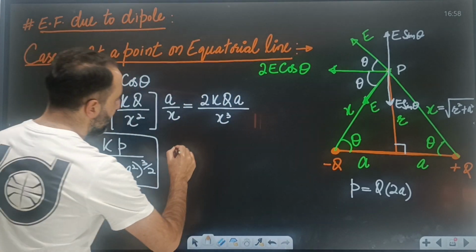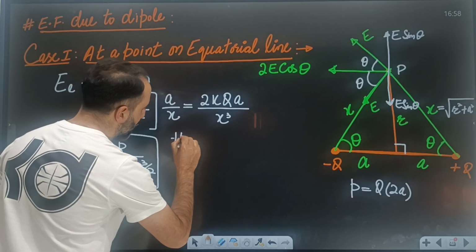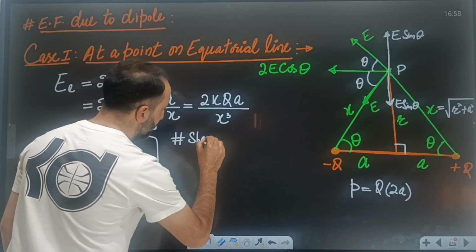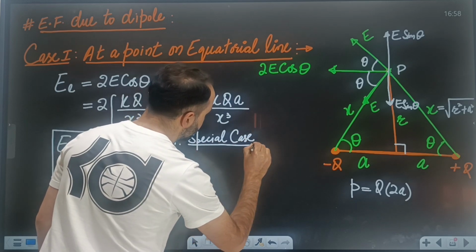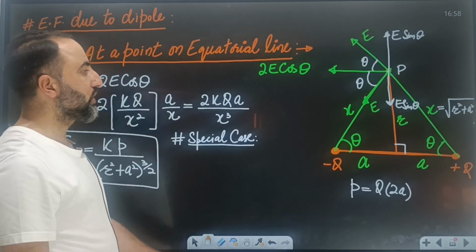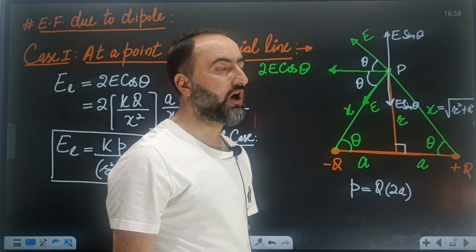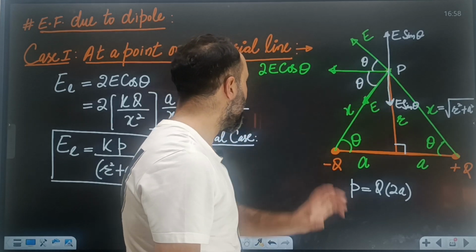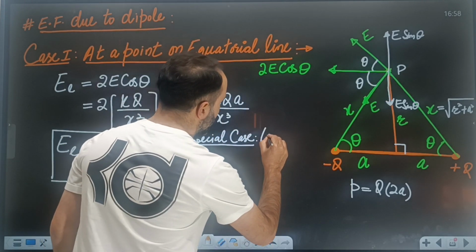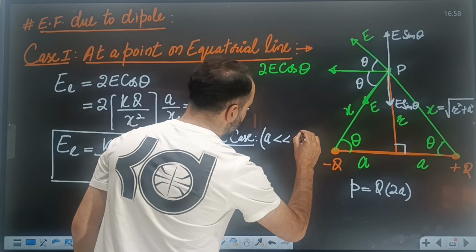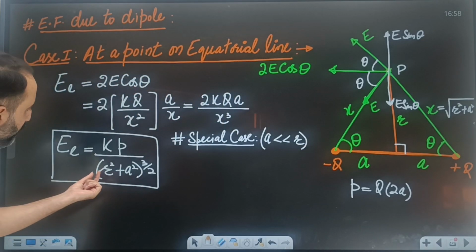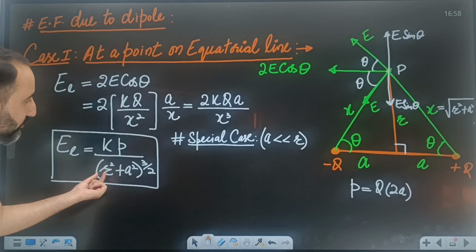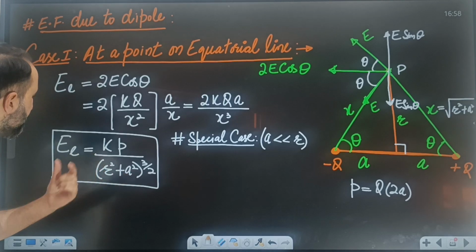Then there is a special case here. Let me write it down here. Special case. And that special case is, for example, when the dipole is short. For a short dipole, the dipole length is very small compared to x or compared to r. So this means I will write that this a is very small compared to r. When this a is very small compared to r, easily what we can do is that this a square can be neglected compared to r square.